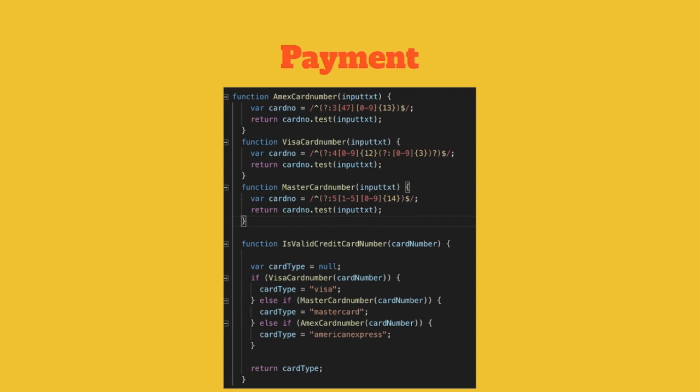If you look at the fourth function, is there a valid credit card number? If the Visa card number, for example, is card type Visa, then it will just set the card type to Visa, and so on until each card type is met.